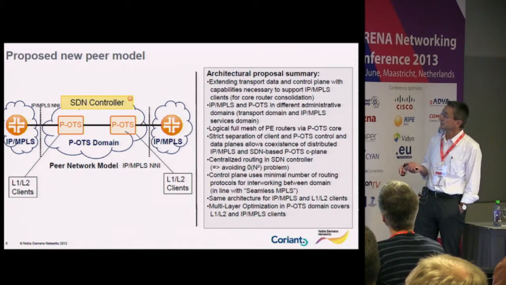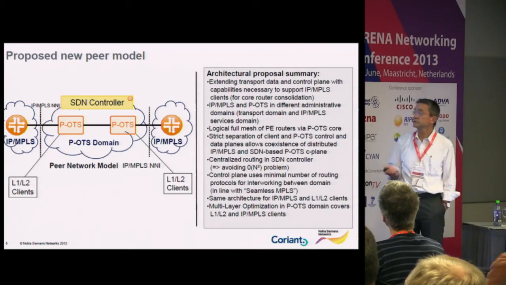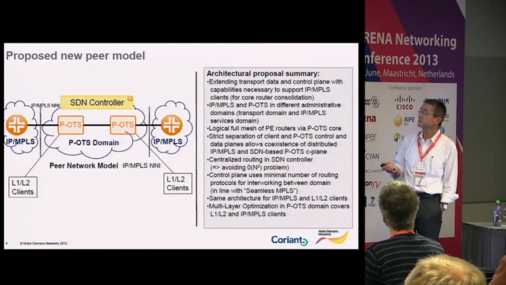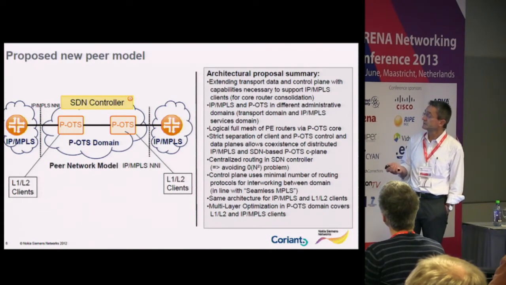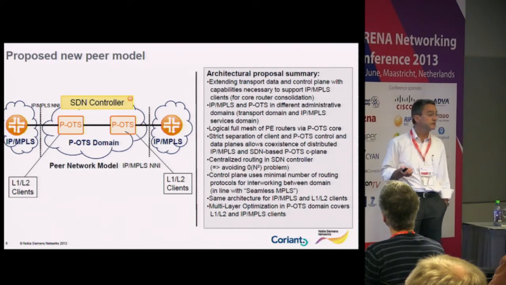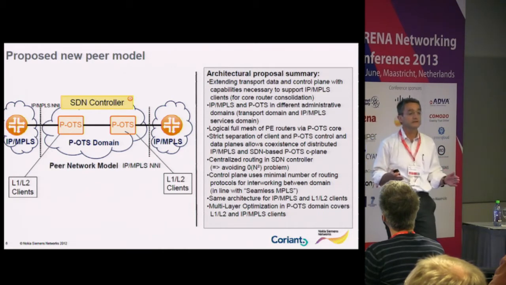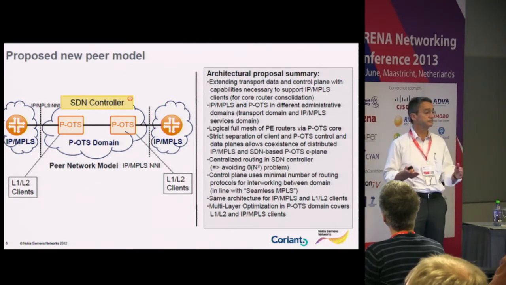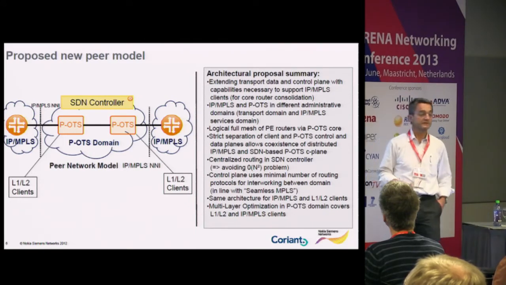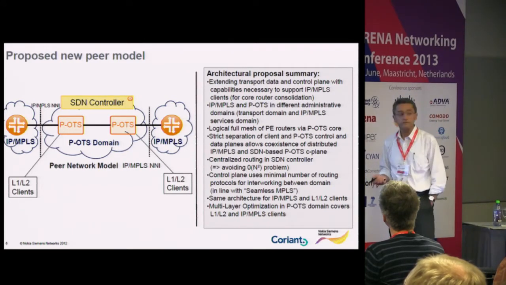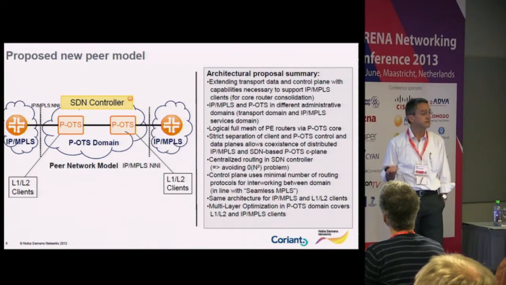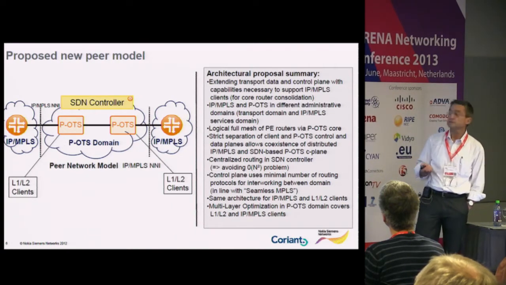And then using for the control plane just the minimal number of routing protocols for interworking between these domains, between the router domains and the POTS domain. And this is in line with the seamless MPLS approach also, where they have also produced guidelines to minimize the number of routing protocols for building scalable IP networks. And we are following here basically the same principle, but in a different context.